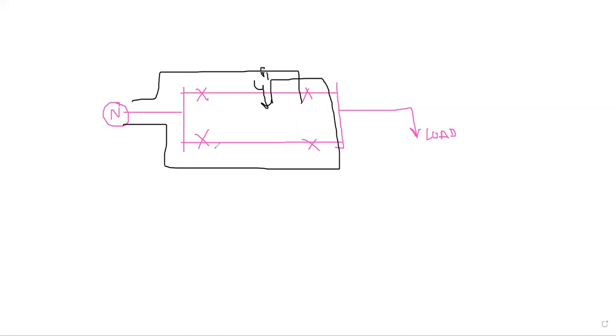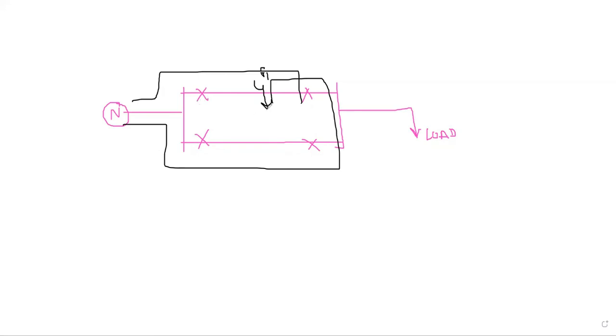So if the fault is here, all the CTs are seeing the fault. But I have to ensure that these CTs, these breakers should not operate for this fault. Only this line should be operated. This line should not be operated, because if this line is operated, I can pump the power to the load using this line. That is the intention of having two lines.